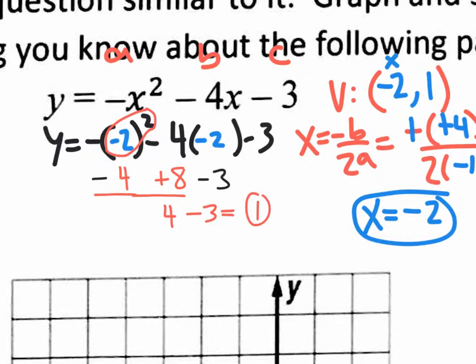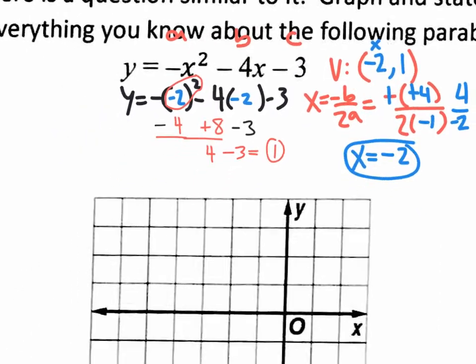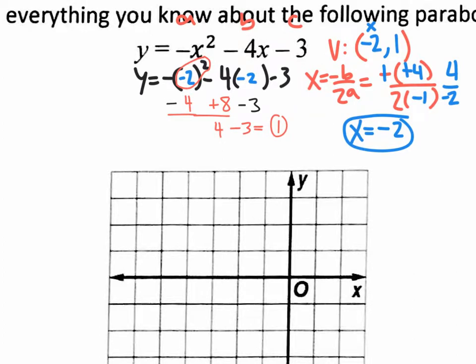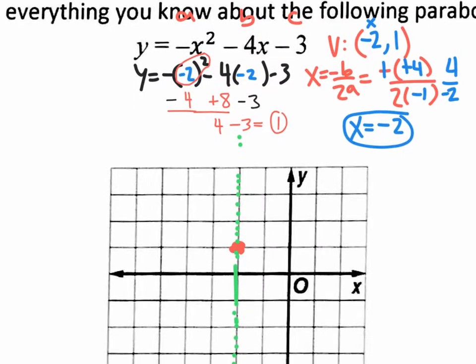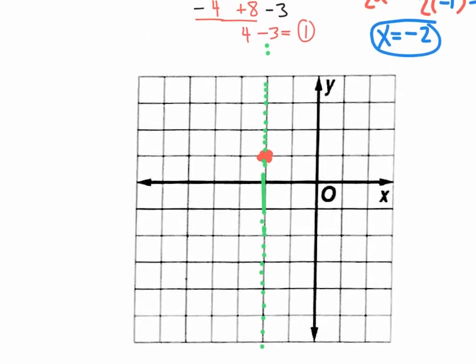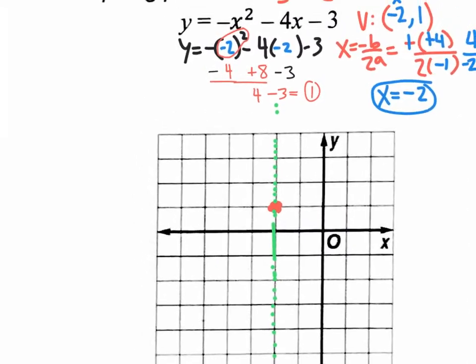So let's now graph that most important point, negative 2, positive 1. That's pretty easy. You just go negative 2 on the x, positive 1 on the y. That's our vertex. Put a dot right there. And now let's draw our axis of symmetry right through it. Okay, and now obviously we need more points. We can't just leave it like that. We need the parabola, so we need more coordinates.